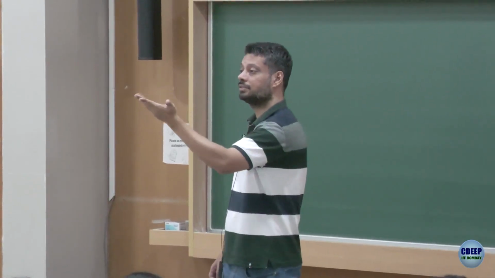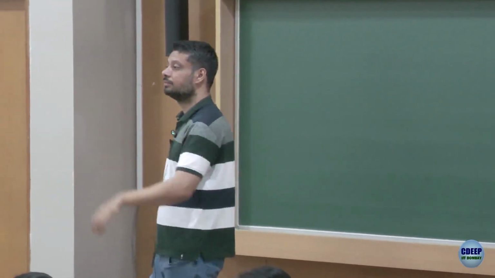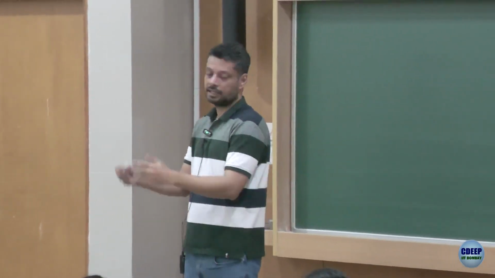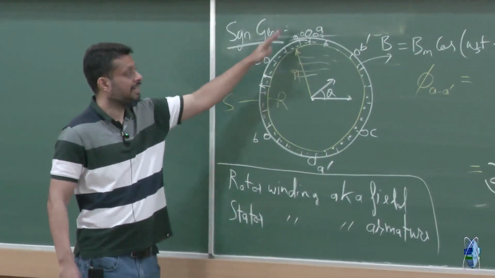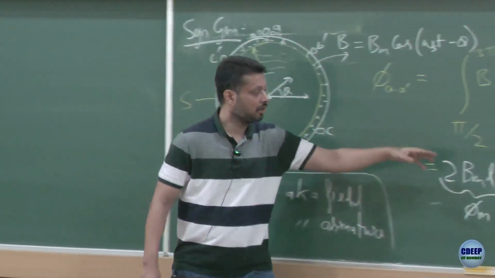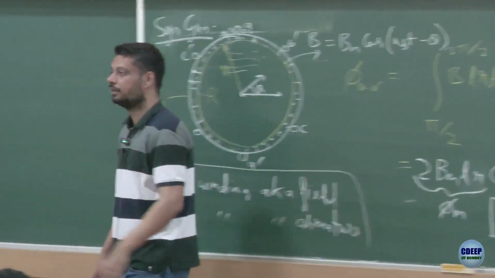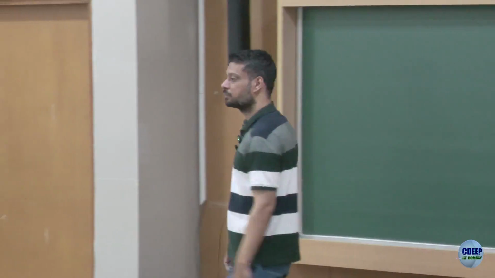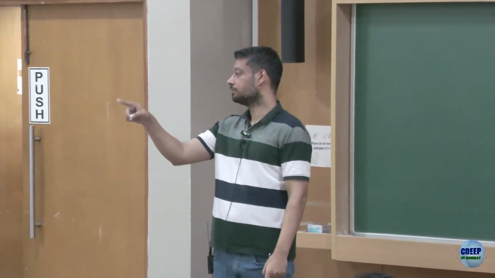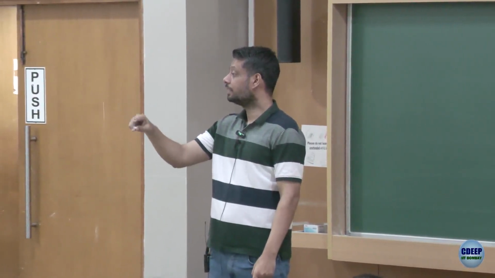Next person, why is that so? Correct. If you increase the current in the rotor, your magnetic field density will increase, your phi_m will increase, and therefore your EF will increase, right? Will the increase be linear or non-linear? Next person. Will the increase be linear or non-linear?